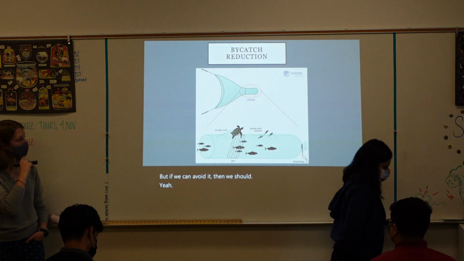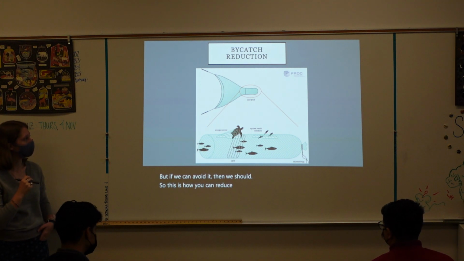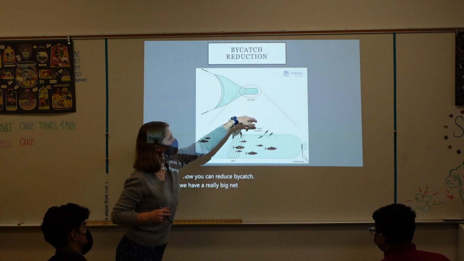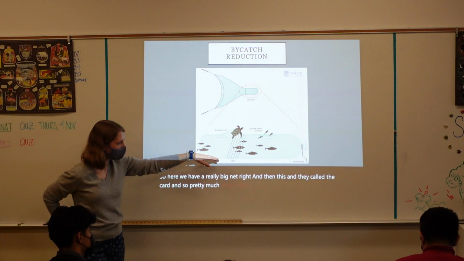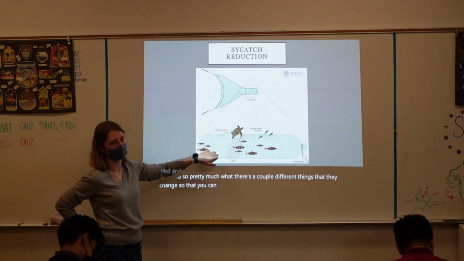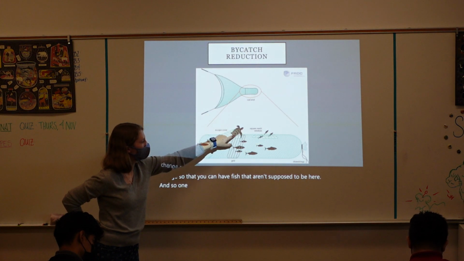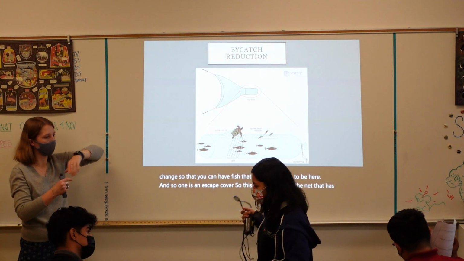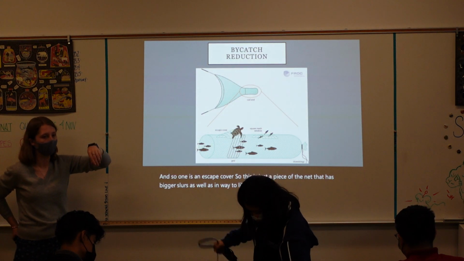So this is how you can reduce bycatch. Here you have a really big net, right? And then this, they call it the cod end. There are a couple different things that they change so that you can avoid having fish that aren't supposed to be here. One is an escape cover. This is just a piece of the net that has bigger squares as well as a way to leave. So it's kind of like a window.